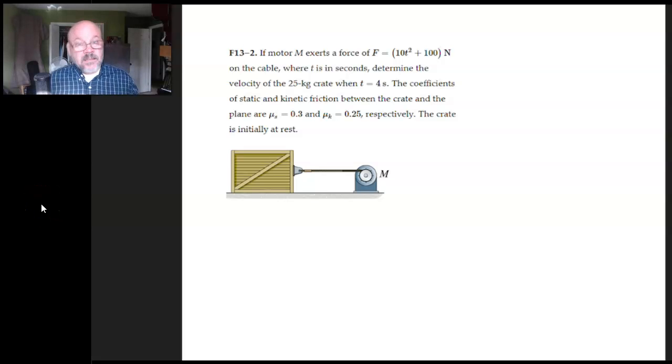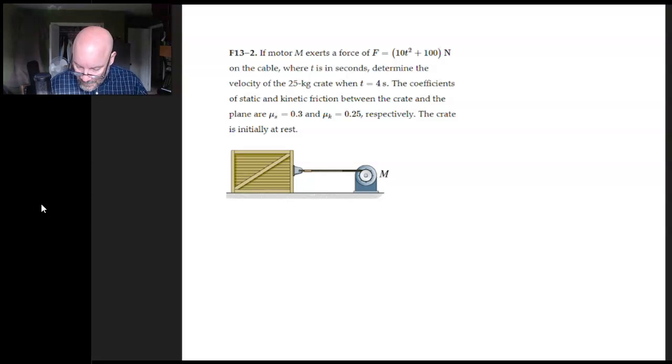All right, let's take a look at this one. So we got another motor and it's pulling on a box. If a motor exerts a certain force, determine the velocity of the crate when t equals 4. Coefficients of static and kinetic friction are given. The crate is initially at rest. Okay.